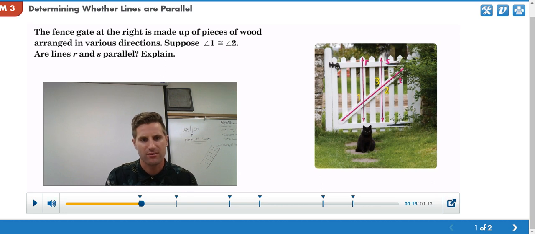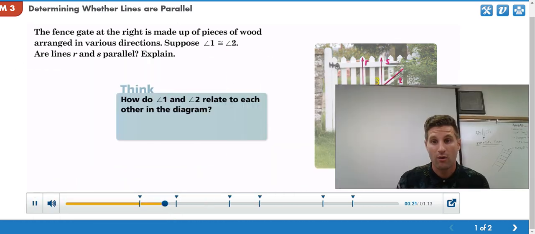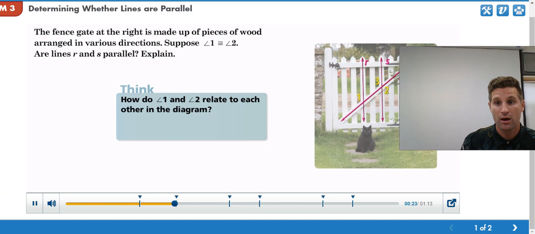I don't know. Whatever. Let's see. Whoa, what's happening in the picture? How do angle 1 and angle 2 relate to each other in the diagram? They're alternate exterior angles. We already said that. This guy's slow. Come on.